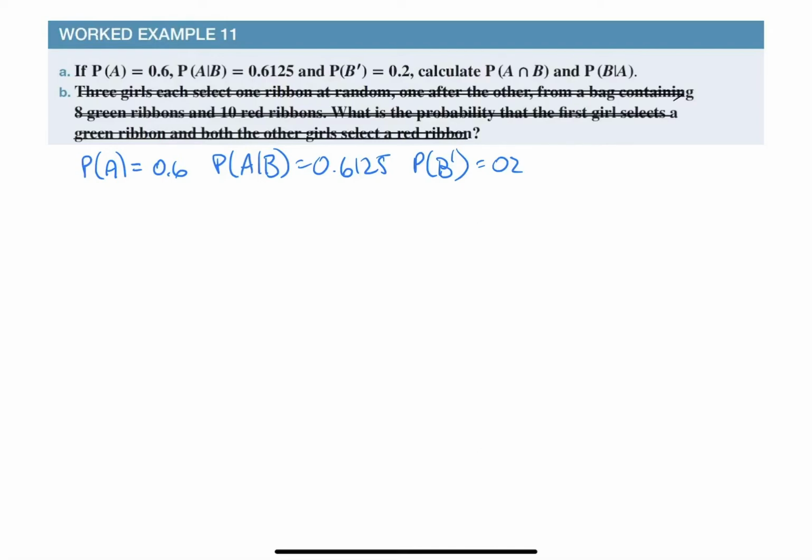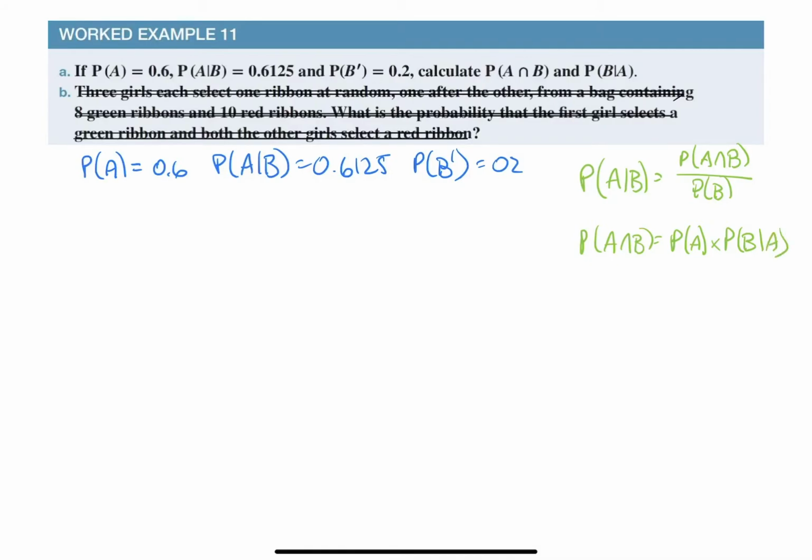I'm also going to write down the two equations that I know, in a different color. The probability of A given B equals the probability of A and B divided by the probability of B. And then we also have the probability of A and B equals the multiplication rule, P(A) multiplied by the probability of B given A.